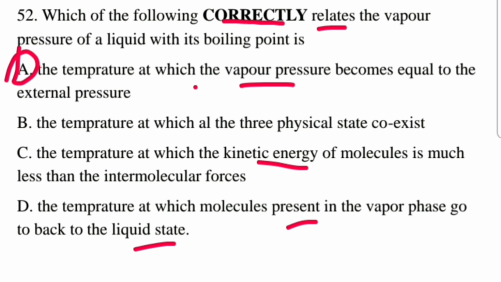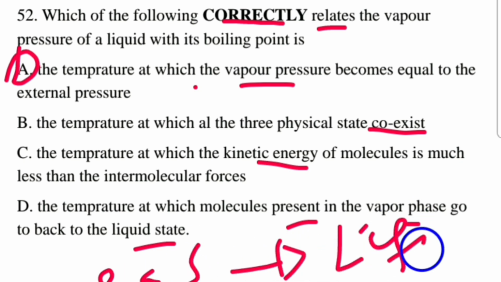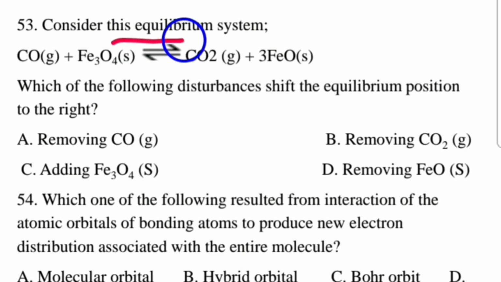B, the temperature at which all three physical states coexist, is the triple point, not the boiling point. C, the temperature at which the kinetic energy of molecules is much less than the intermolecular force, is not it either. D, the temperature at which the molecules present in the vapor phase go back to the liquid state. When the vapor phase or gas goes to liquid, that is the condensation point, not the boiling point. Question number 53, consider this equilibrium system.